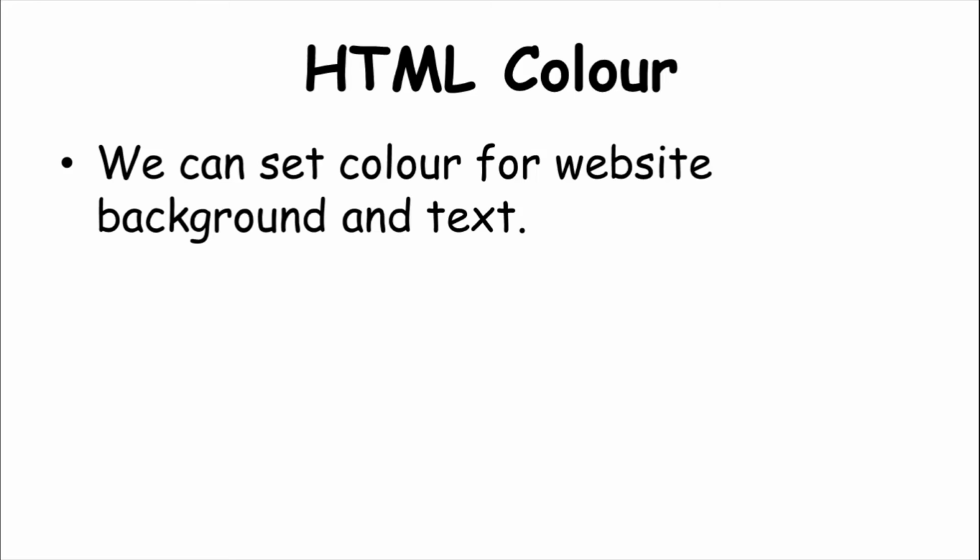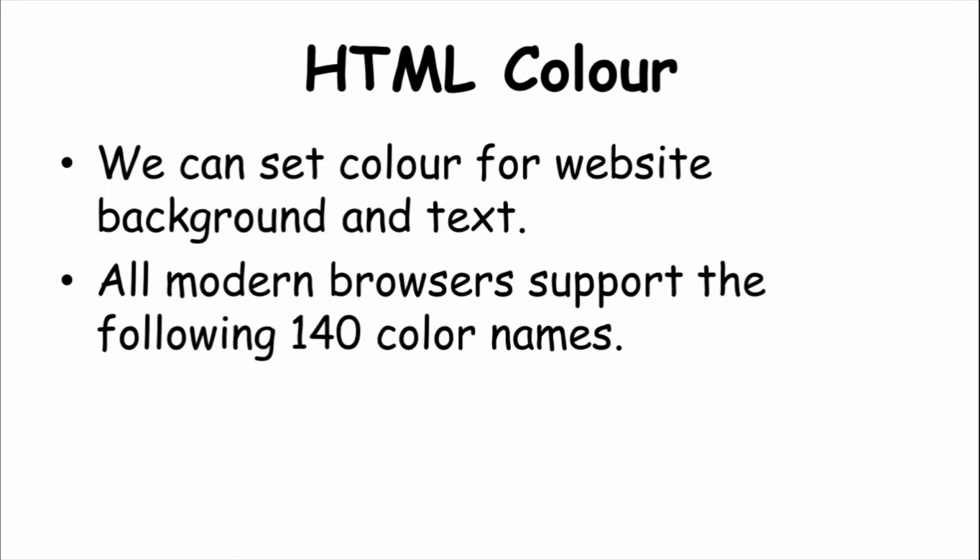Okay, so what is HTML color? Using the HTML color option or method, we can set a color for our background, and we can set a color for our writing. That means we can set the color for the background and the text using this option. And there are 140 or more colors available which the browsers support. Browsers means Internet Explorer, Google Chrome, Safari, all the browsers can support almost 140 or more colors.